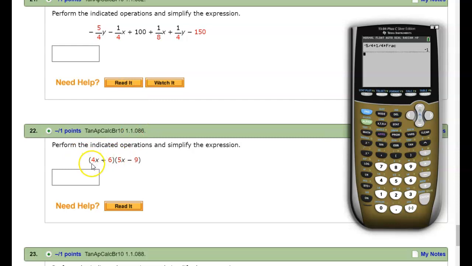Perform the indicated operation. This is just FOIL. They want you to simplify, so there's going to be middle terms that you have to simplify. So I end up with 20x squared. Outer would be 4 times 9 is negative 36x. Inner is 6 times 5 is 30x. And last would be 6 times negative 9 is negative 54. And then I want to combine the two that had x terms. So make sure you're writing these out so that you can see what you're doing.